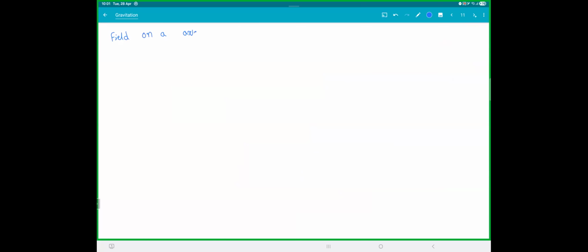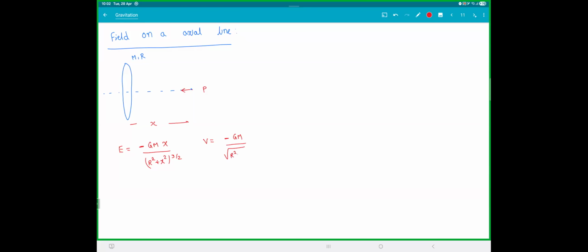Field on an axial line. If you have a ring of mass m and radius r, and if you take a point P here, the field will be minus, if you remember the formula there, kQx by this thing. So it's minus G m x by (r square plus x square) whole power 3 by 2. What about the potential? Minus G m by root over r square plus x square.